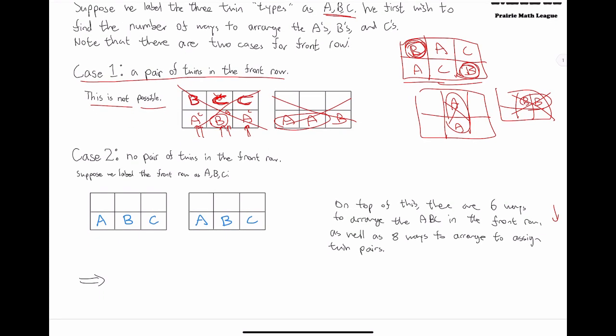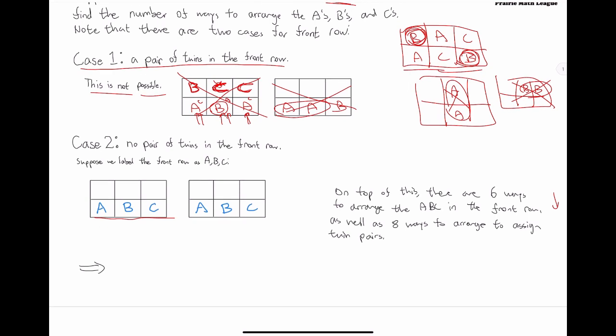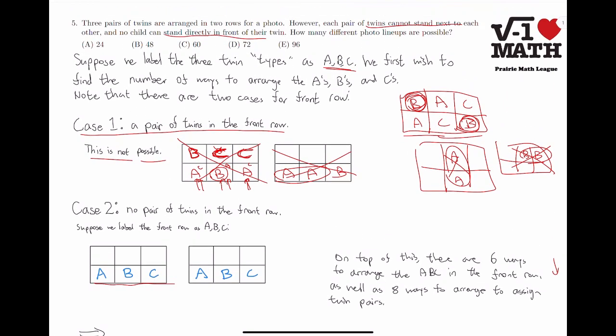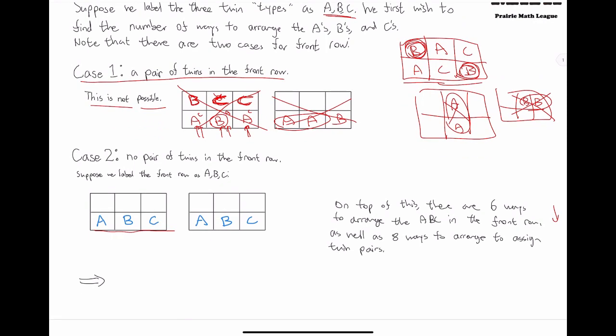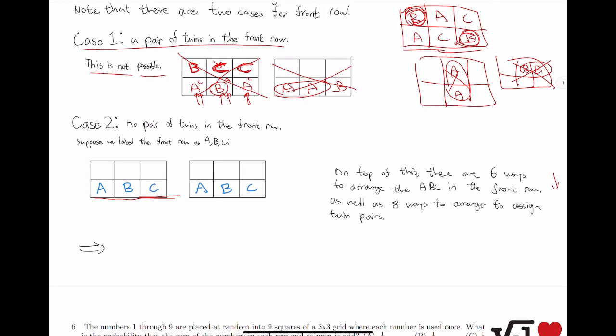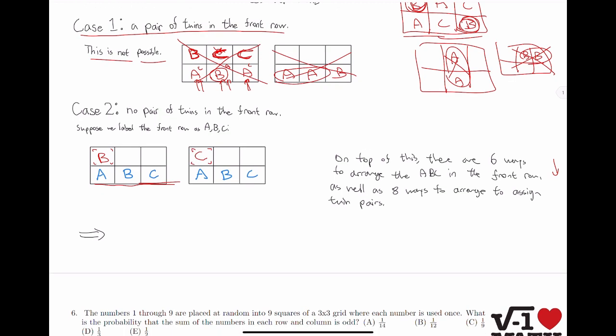Now for case 2, we have no pair of twins in the front row. So in other words, you have something like ABC. Now ABC is only one possible way to arrange them, but we're just going to stick with ABC for now. Then there are 2 ways. We get to label this cell in 2 ways. We can either label this as B, or we label this as C. And we now show that once we label this specific cell, we can fill in the rest of them in only one single way.